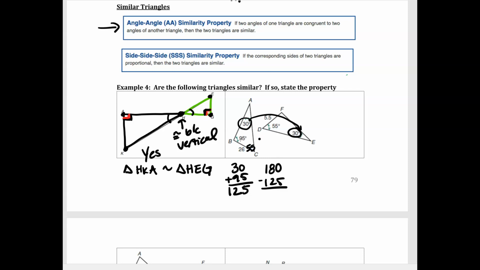Okay, that does give us two matching angles. So we have 55 and 55 here. So you can use the property of angles adding up to 180 to find missing angles to see if you've got matching pairs. So we're going to say yes, these are similar because of the angle-angle theorem.